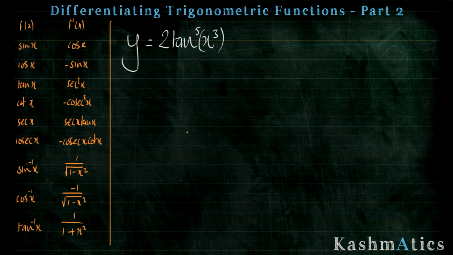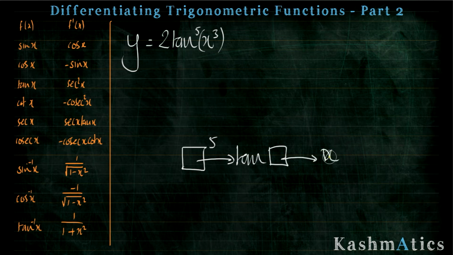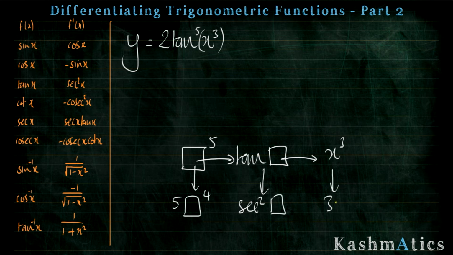Okay, so here we go. If you think about it, we've got x cubed, and then we take the tan of that, and then we do it to the power 5. I'm ignoring the 2 for now. So basically, we've got something to the power 5, and this something is the tan of something, and this something inside is x cubed. So it's a function of a function of a function. So this here becomes 5 something to the power 4. This here becomes sec squared of whatever the something is, and here we've got 3x squared.